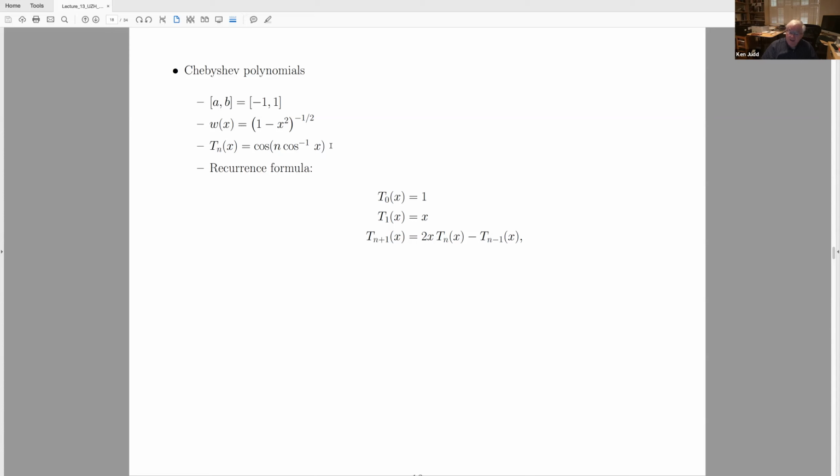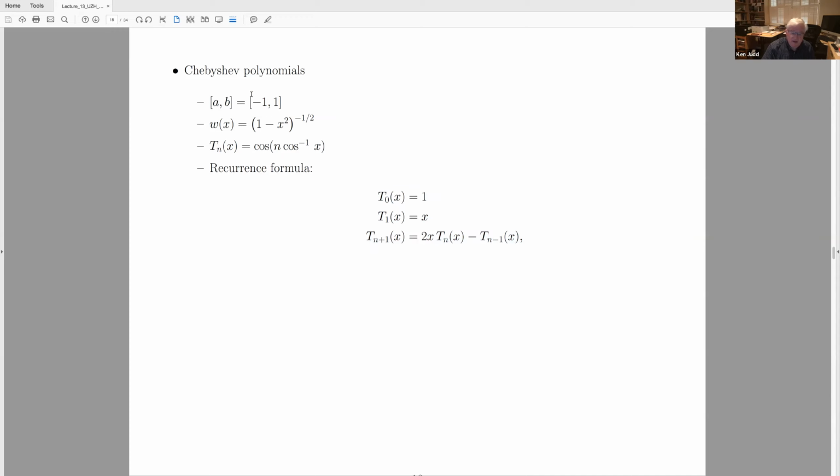Now, at first, that doesn't look like a polynomial. And in fact, that expression is not a polynomial expression. However, it is equal to some polynomials. And here's the recurrence formula for the Chebyshev polynomials.